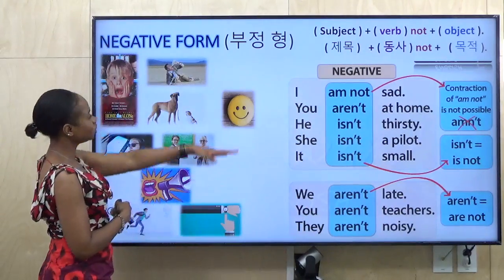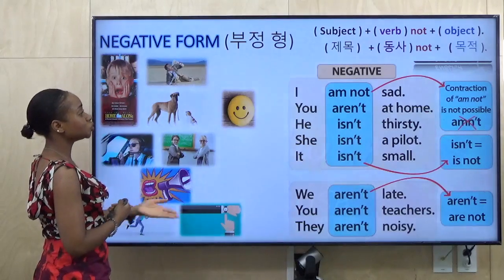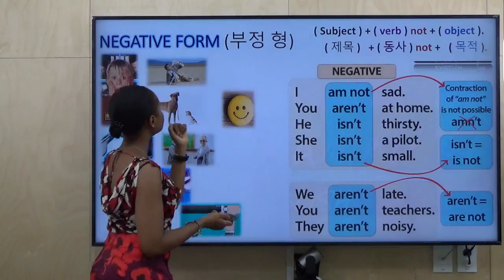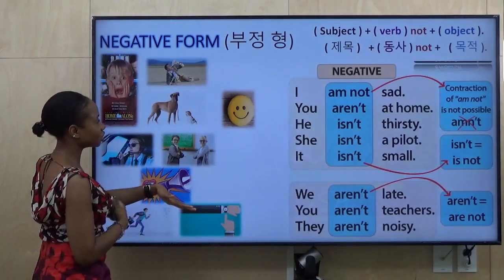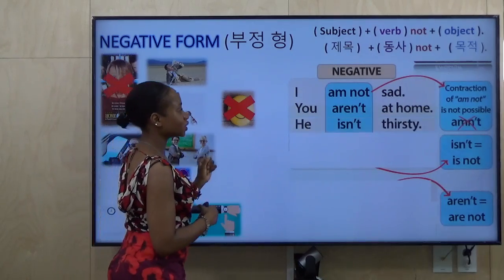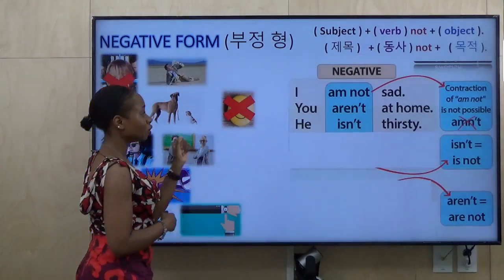Okay, so I want you at home when you do the sentence to please practice with the pictures. So you're going to read the sentence. I am not sad, and guess which picture matches. Okay? If it matches like that, you're right. Let's see, and he isn't thirsty. Which one is it?